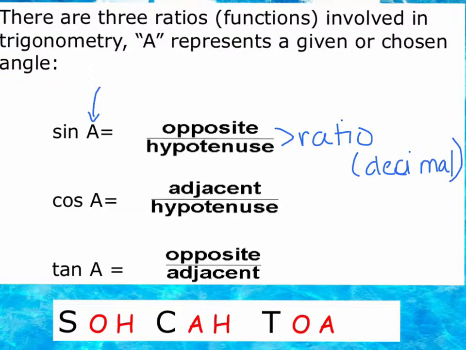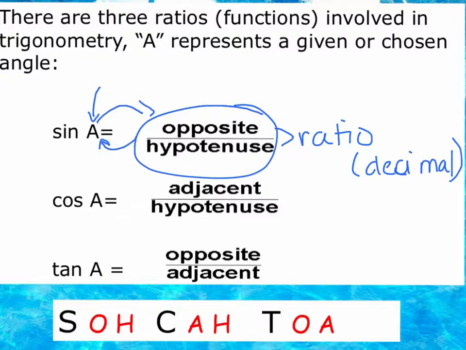Whenever you have your ratio, you can also use your ratio to then get your angle. So you can use the angle to get the ratio and then use the ratio to get the angle. We're going to be doing that back and forth, and it's going to help us not only locate the sides of a right triangle, but also find the different angle measurements as well.